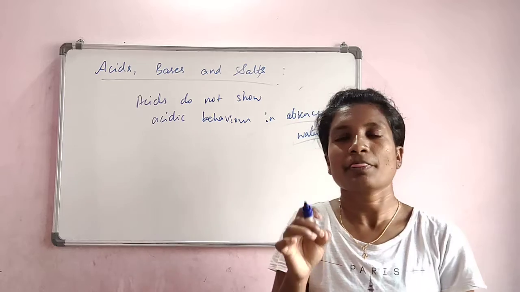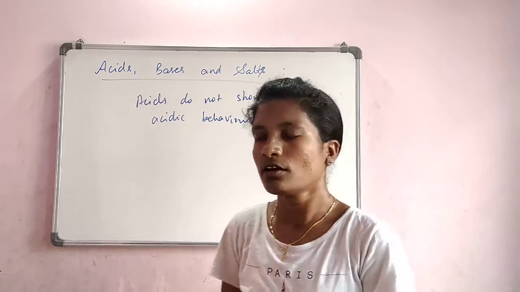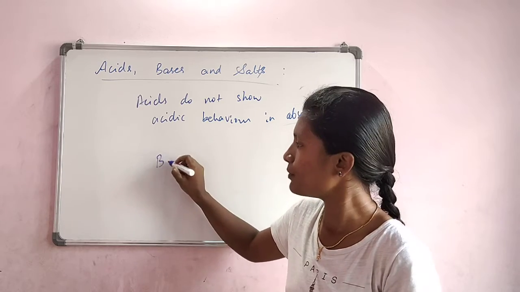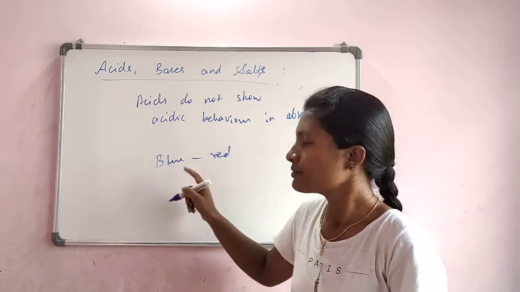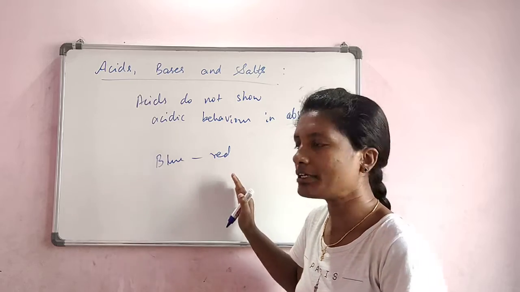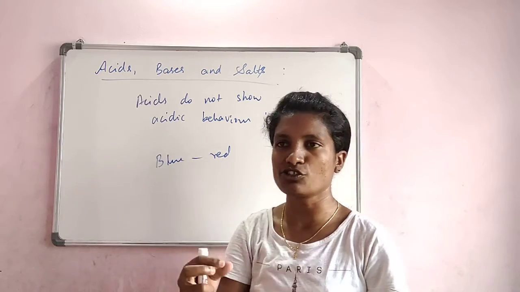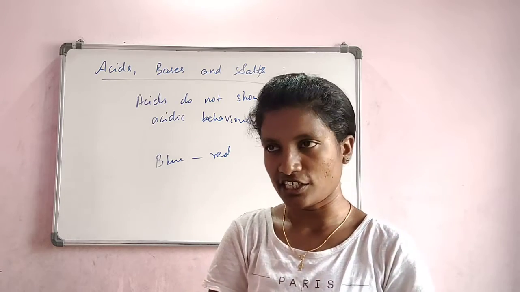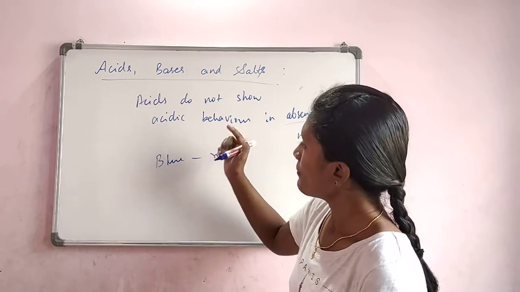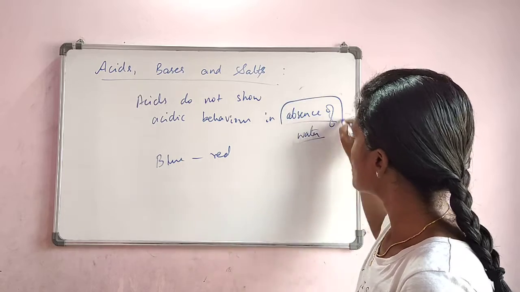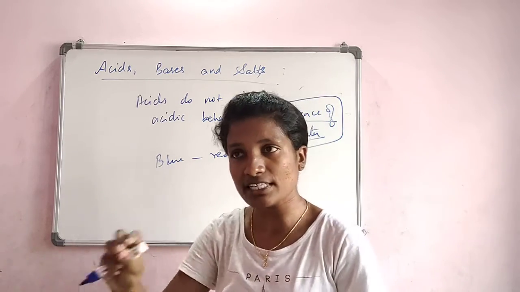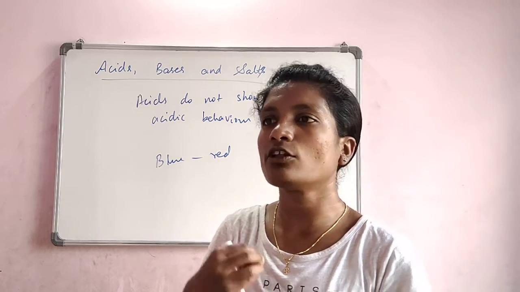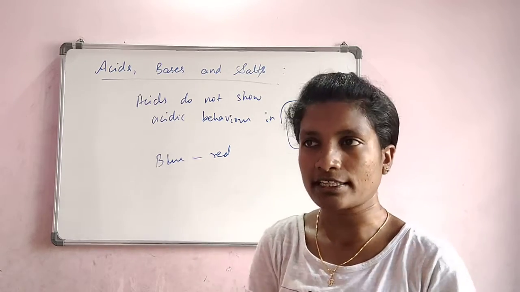When do we call a compound an acid? When we put the litmus paper, it has to turn from blue to red. This blue litmus paper should turn red when it is dipped in that solution. Then that compound is called acidic in nature, or an acid. Here they say that in the absence of water, even if it is an acid, it will not behave like an acid. Its property will not be exhibited. So how to check that?